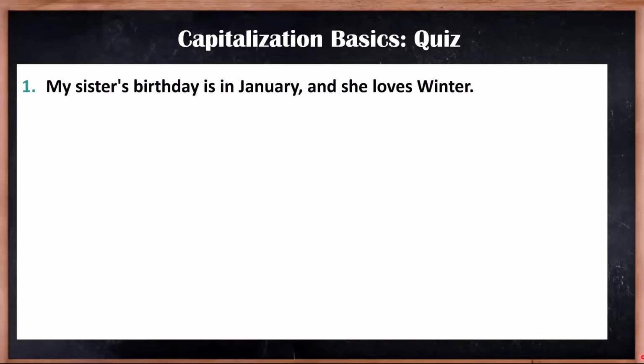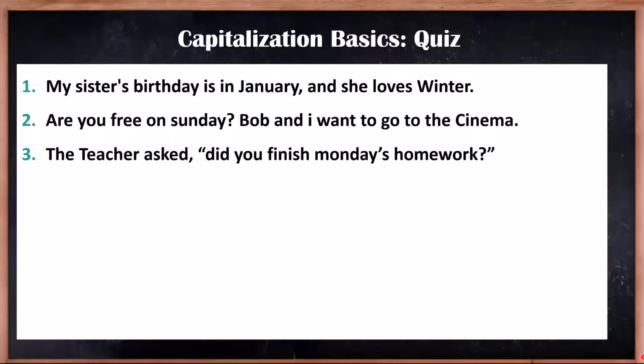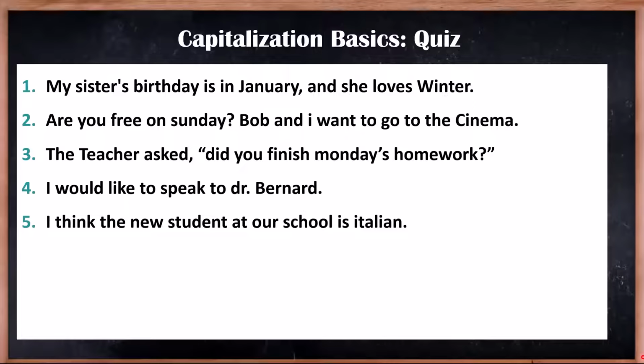Let's begin. Number 1. My sister's birthday is in January, and she loves winter. Number 2. Are you free on Sunday? Bob and I want to go to the cinema. Number 3. The teacher asked, did you finish Monday's homework? Number 4. I would like to speak to Dr. Bernard. Number 5. I think the new student at our school is Italian.